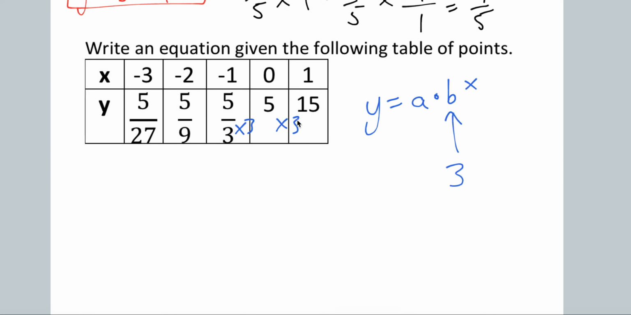Our a value, again, is just our initial value. So our initial value is when x is 0. So 5 is our initial or a value. So putting it all together, we get y equals 5 times 3 to the x.